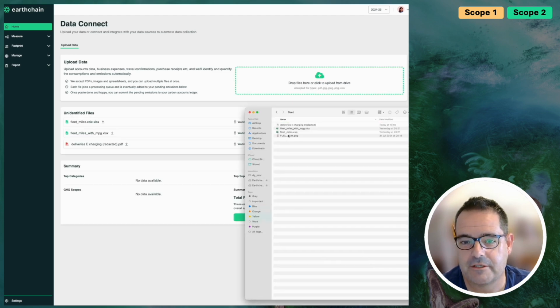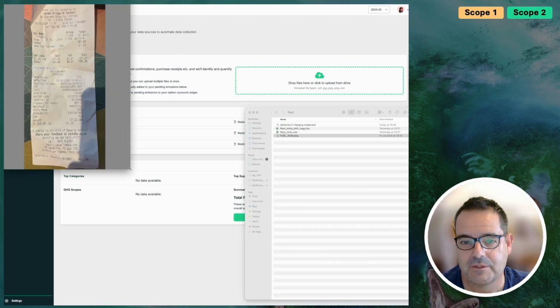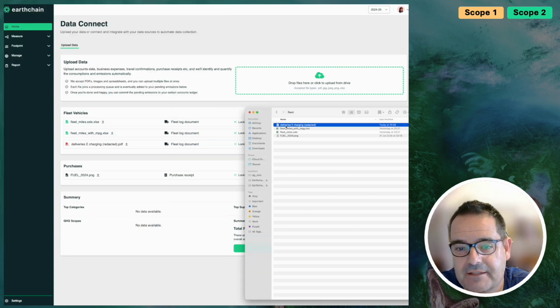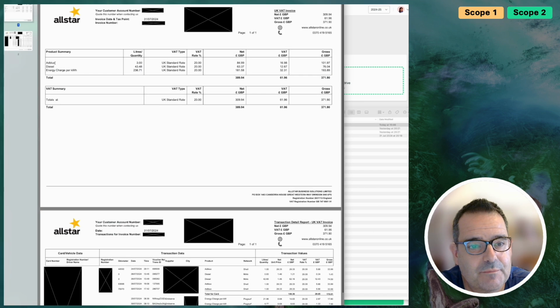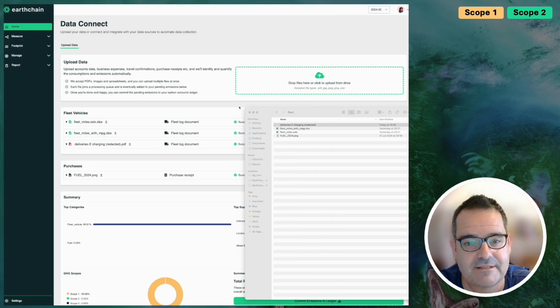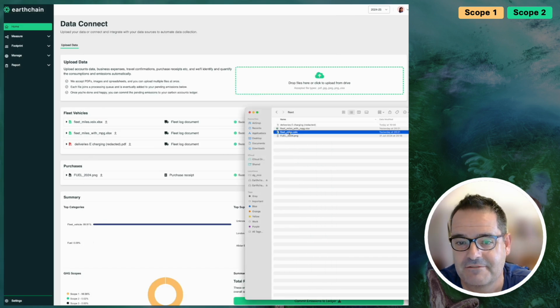I've just uploaded 4 different ways of logging fuel or vehicle use. This one is a receipt typical of what an employee might submit with an expense claim. It shows the amount of diesel used in litres. This one, it's been redacted for privacy, but it is a fuel card invoice which shows a consolidated and itemised view of the fuel fillings, 3 different types of fuel, or 2 types of fuel and a fuel additive.